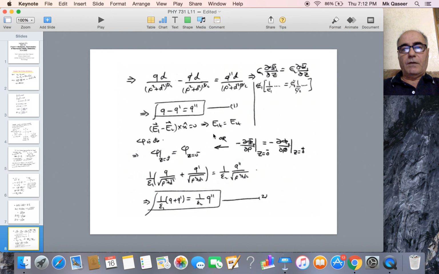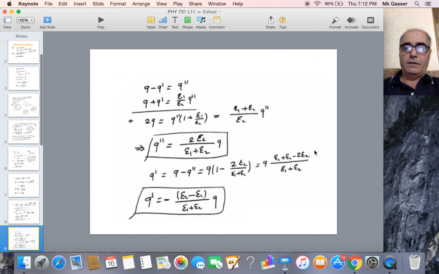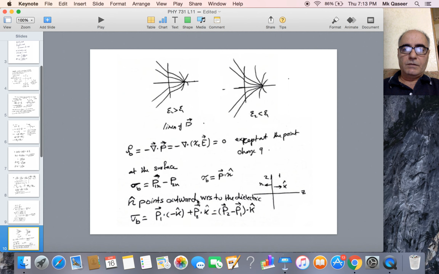Now put these values of Q prime and Q double prime in phi, and we get the expression for the potential phi. Take the gradient and you can get the electric field. Once we solve these two equations and insert them back in phi, you get the required potential. Now for the bound charge distribution, rho b, which is minus the divergence of P, which is 0 except at the location of the charge, the sigma can be calculated from D1 normal minus D2 normal. These are the fields of D.